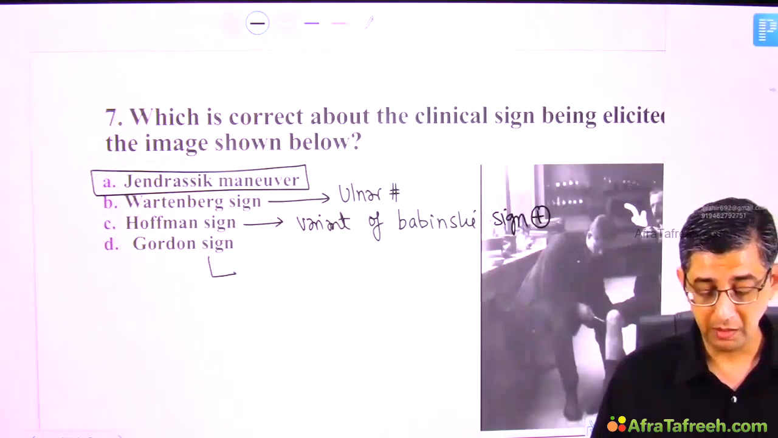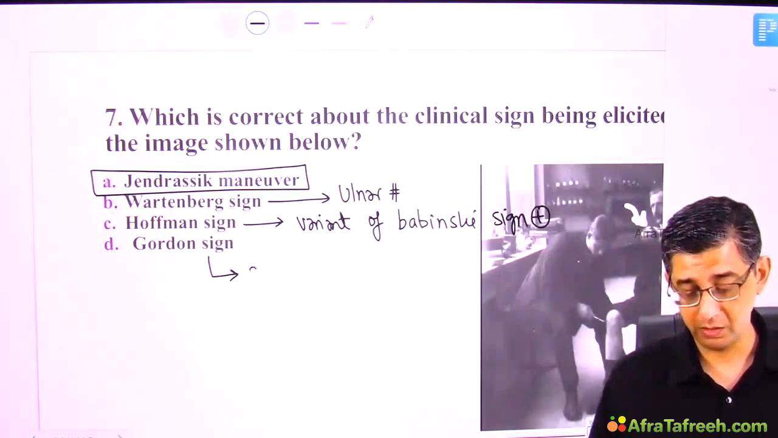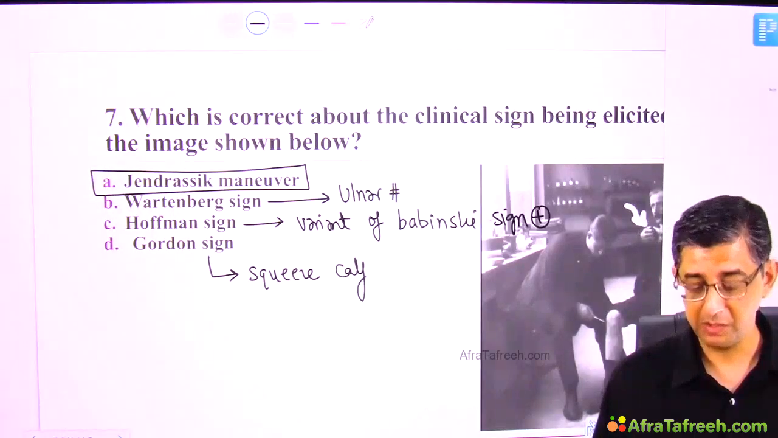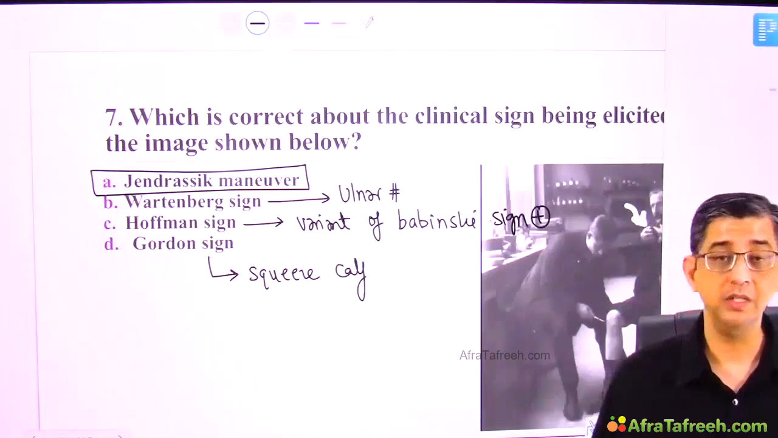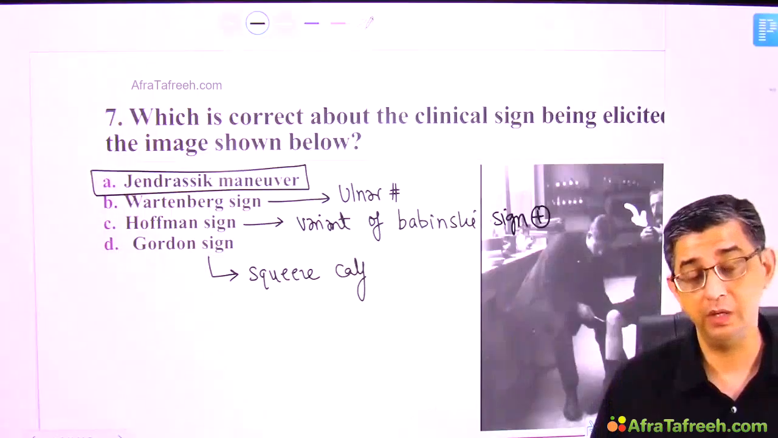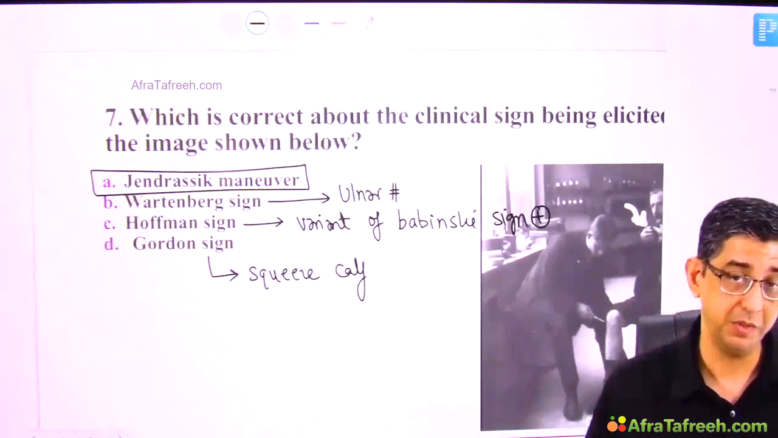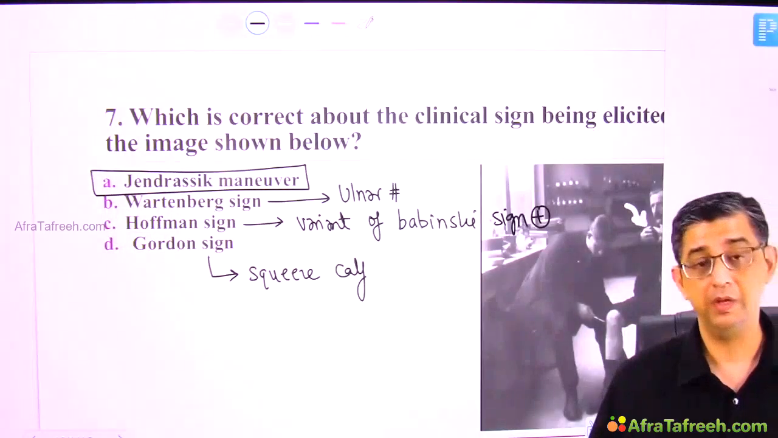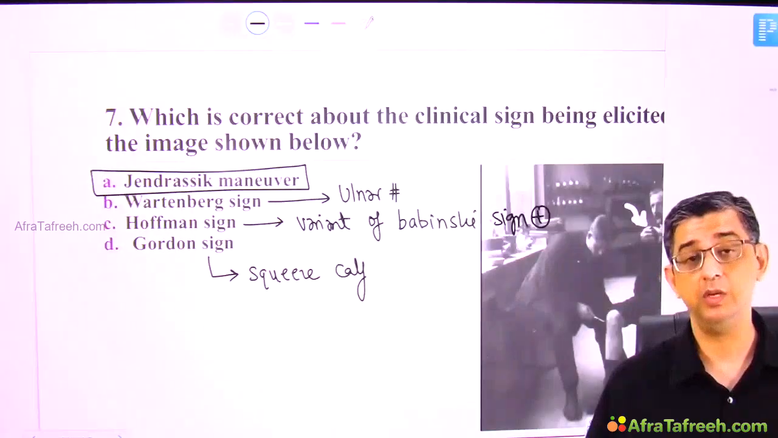Well, Gordon sign, how do you elicit it? You would squeeze on the calf muscles. This is a different method of elicitation of Babinski sign only. Gordon sign, Chaddock sign, Oppenheim sign are very frequently asked. In fact, there's one more question subsequently on a different method of elicitation of Babinski. But I want you to listen to my discussion of raised intraocular pressure, where I've highlighted the fact that Babinski sign can also be elicited.